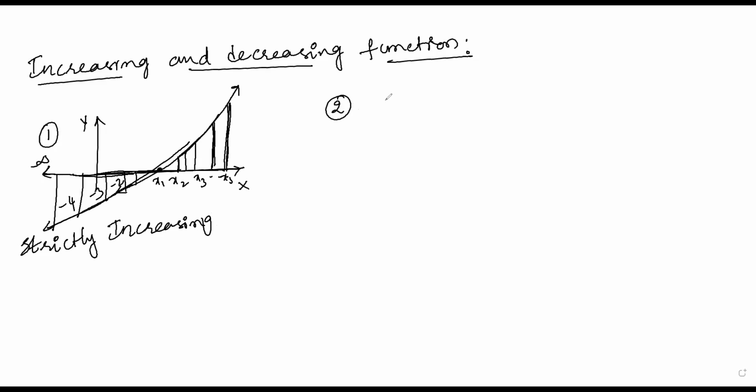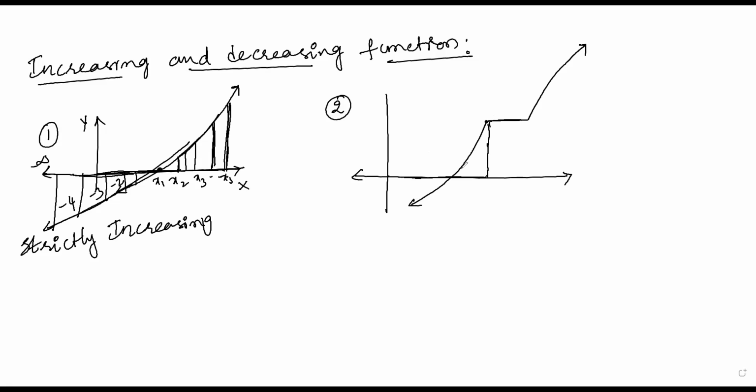That means there is a function which is increasing. Another thing: it is like this first, and then like this, and then like this, going like this. If you see from here to here, it was strictly increasing. But here what happened is it is all constant. It's not increasing or decreasing. It's all constant. And then again it is increasing.